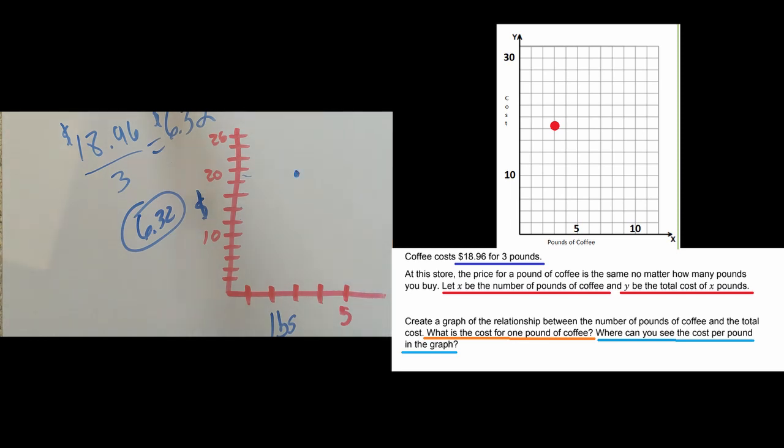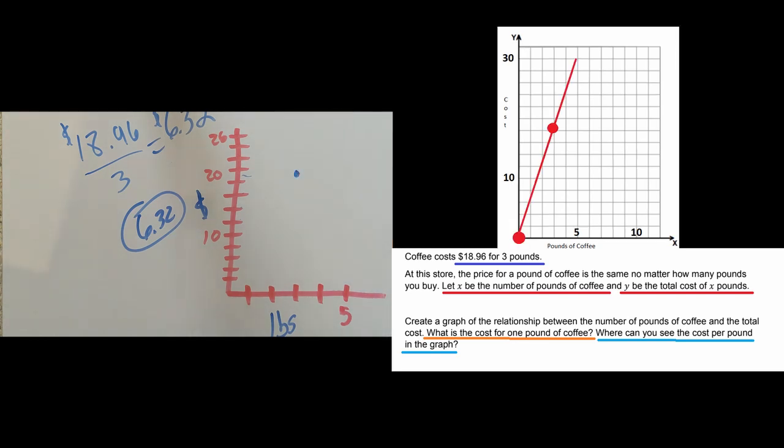And then we also know that if we bought 0 pounds of coffee, we'd have to pay $0. So we could use the point 0, 0. And then our unit rate shows up at 1 because that's 1 pound of coffee. So we could actually use that one. So 2, 4, 6.32, right about there. 1 and 6.32. If we connect our points, we get our line. So that's our graph.